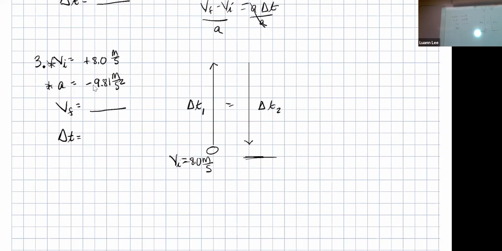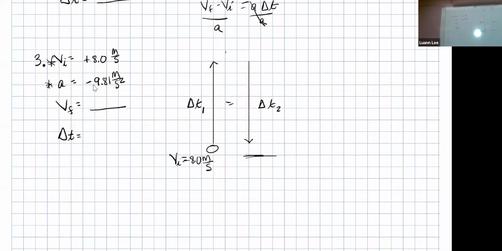What's going to happen to the motion when it gets to the top? It'll stop. So at the top, the velocity is going to equal 0, because it stops. So you've got two things happening here. You've got an up and you've got a down. And so we know this, and we know that a is negative 9.81 meters per second squared.